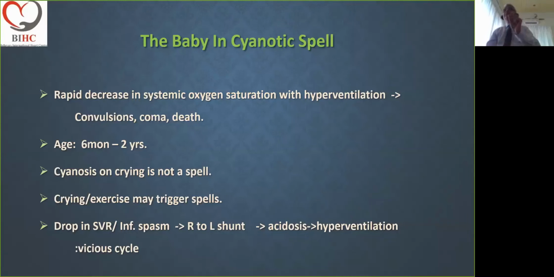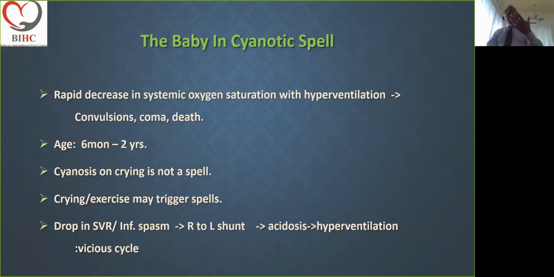Please note that any baby who is cyanosed, the cyanosis will worsen on crying. That is not a cyanotic spell. It is just cyanosis on crying. But crying can trigger a spell when there is a rapid drop in the saturation to smaller digits. And that is the spell. The difference between the two: the cyanotic spell is an emergency and you need to act instantly. A child who is crying and becoming blue, if comforted, is going to be all right. Comforting will not be the solution to a child who is in spell.